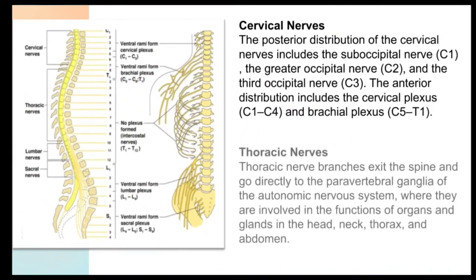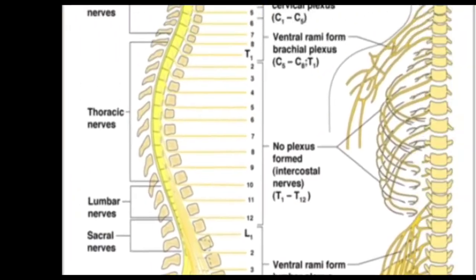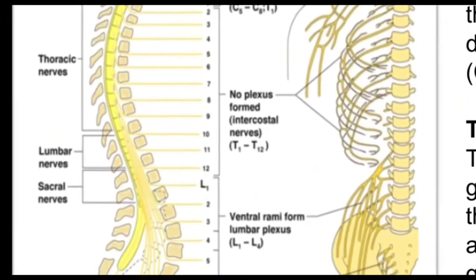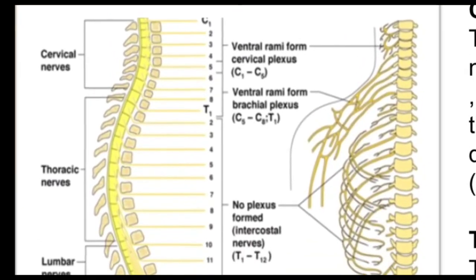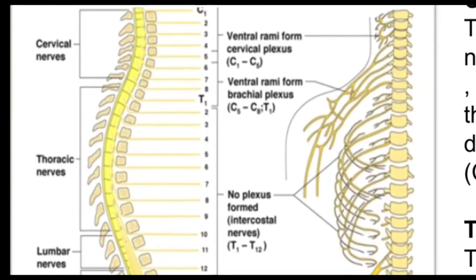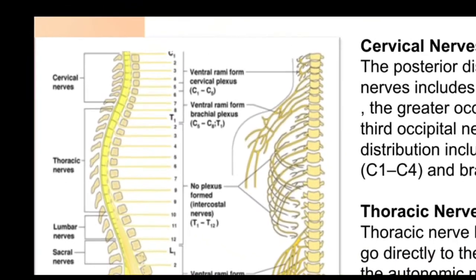So next is the thoracic nerves. Dito siya nakalocate. Thoracic nerve branches exit the spine and go directly to the paravertebral ganglia of the autonomic nervous system, where they are involved in the functions of organs and glands in the head, neck, thorax, and abdomen.